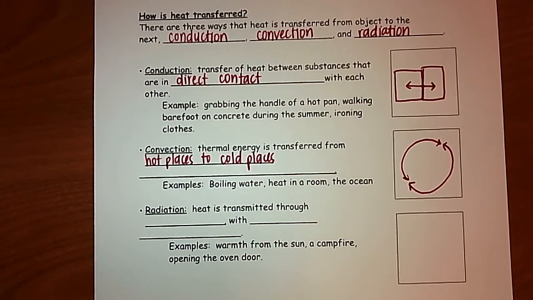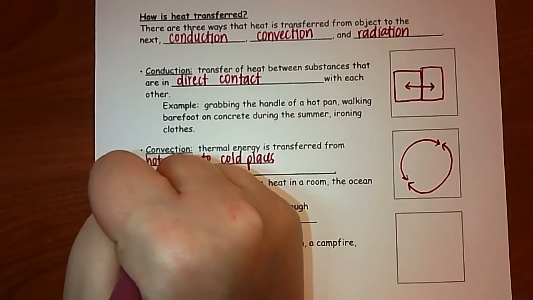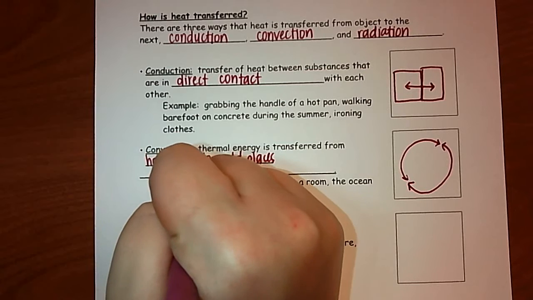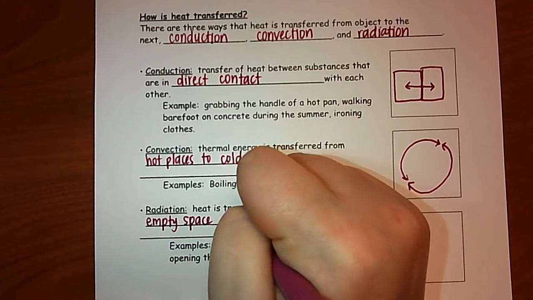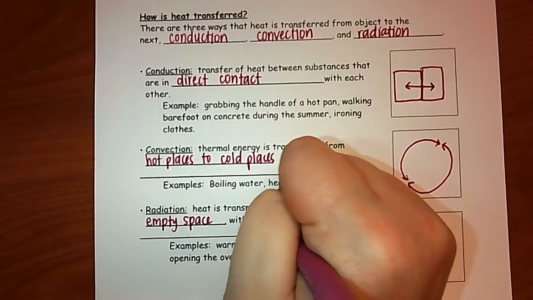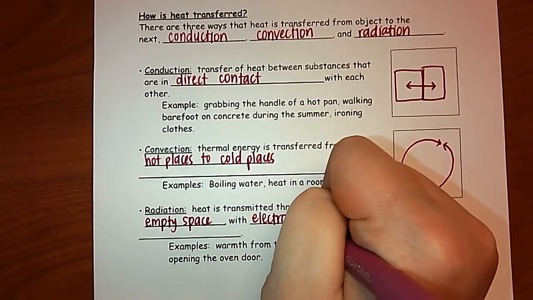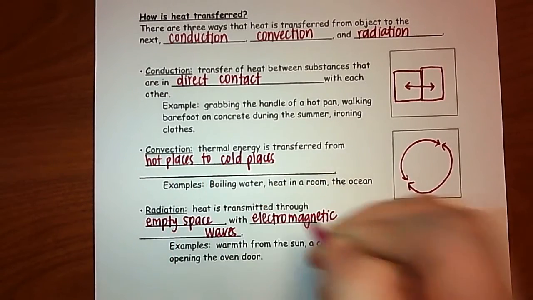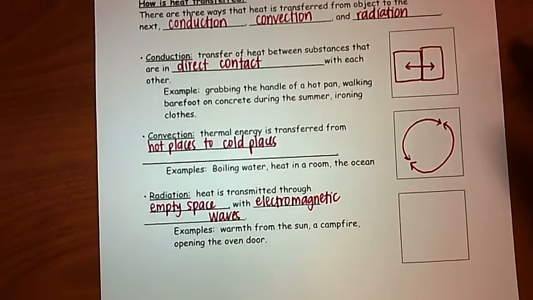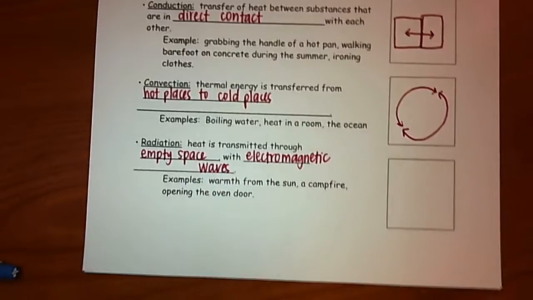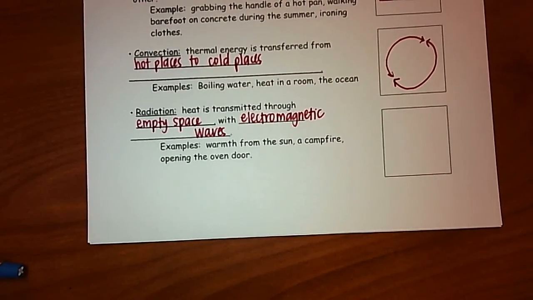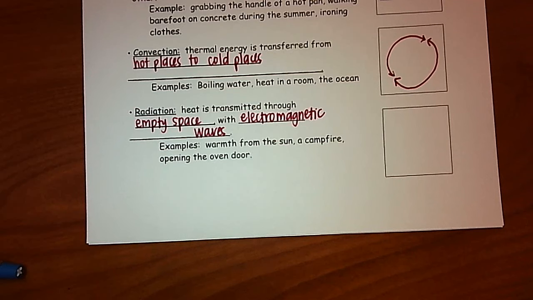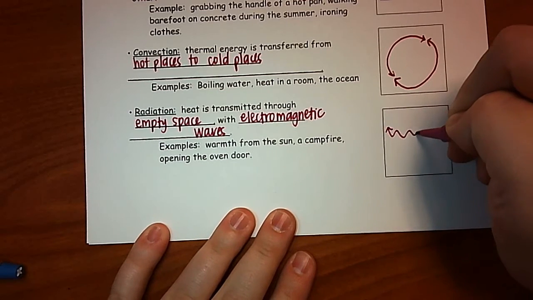Heat is transmitted through empty space with electromagnetic waves. It's like a microwave. Gives off those waves. Warmth from the sun. The sun sends thermal rays down. A campfire, opening the oven door. So I'm going to draw waves.